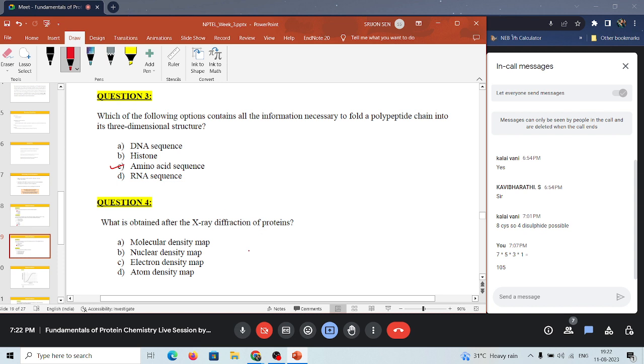So in X-ray diffraction pattern of proteins, what do you observe? Is it the molecular density map, the electron density map, the nuclear density map, or the atom density map? So if you look into a crystal structure of a protein, you would be seeing that there are different planes based on which the scattering pattern is observed, and this scattering pattern is replicated. Because when you look into a lattice, the basic unit of a lattice is a unit cell. So this unit cell is repeated in patterns, and the information in one unit cell is similar to that in the other unit cell. So there would be repeating patterns.